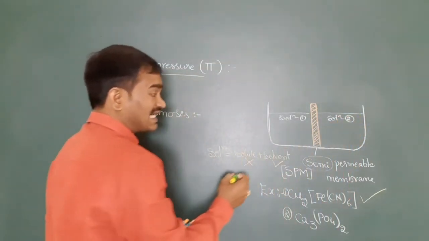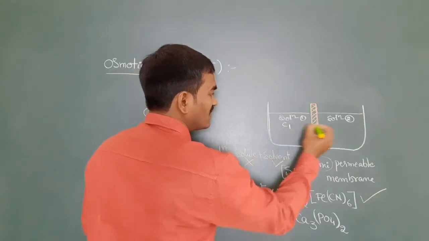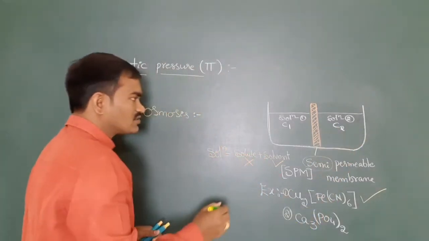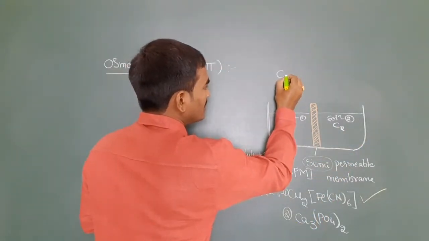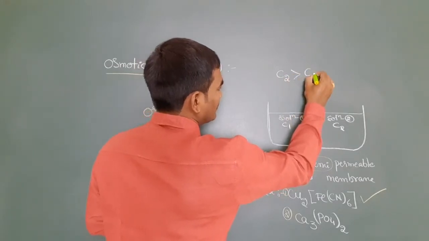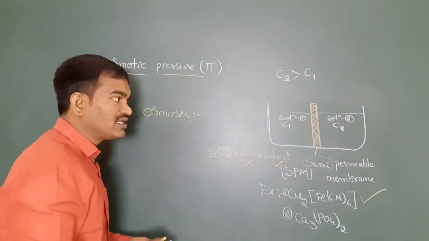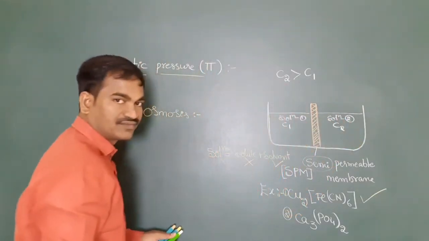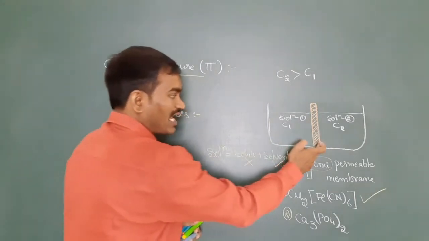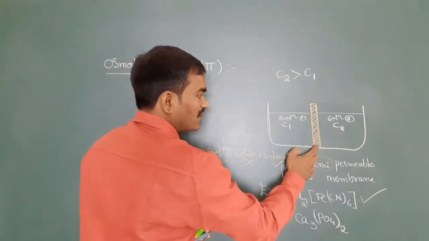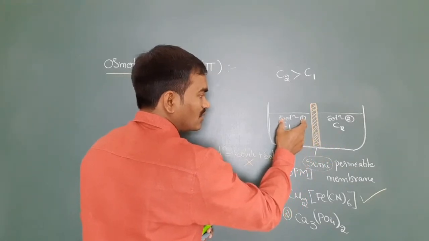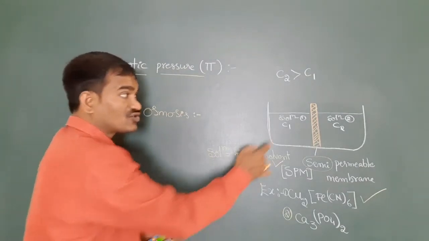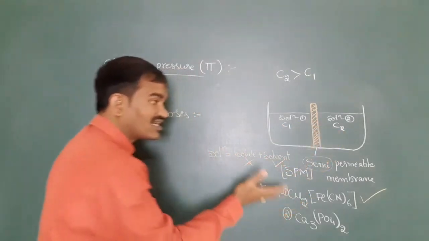Both are different, and their concentrations are C1 and C2. Here my point is that C2 is greater than C1. That means the concentration of solution 2 is higher than the concentration of solution 1. Have you got it? So on both sides of the semi-permeable membrane I have taken solution 1 and solution 2. Solution 1 concentration is lesser than solution 2, which means solution 2 concentration is high.